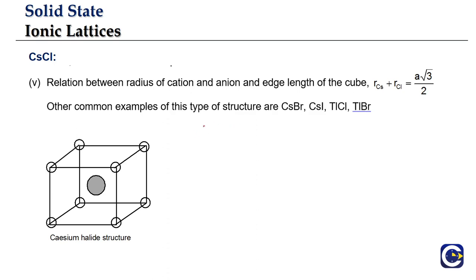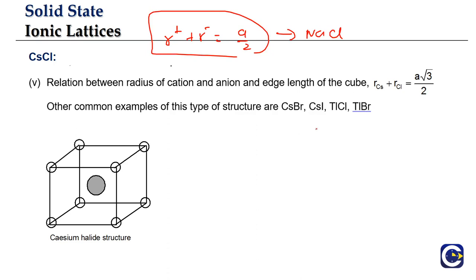And talking about the radius relation, this is an important parameter that we discussed in the case of NaCl also. So what was the relation we had in the NaCl? R plus plus R minus is equal to A by 2. This was the relation we had in the case of the NaCl type. Now in case of cesium chloride type of salt, the relation will be R plus plus R minus equal to A into root 3 by 2. So we'll see how that comes.